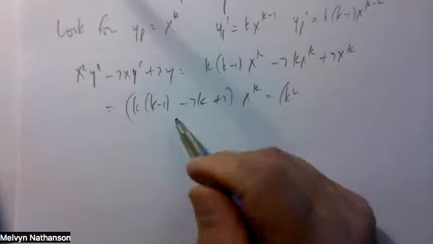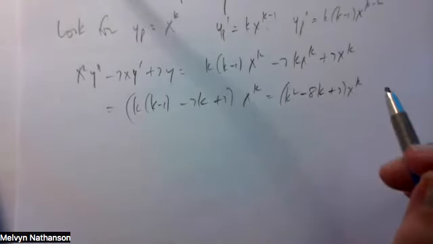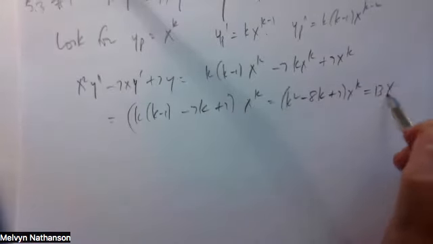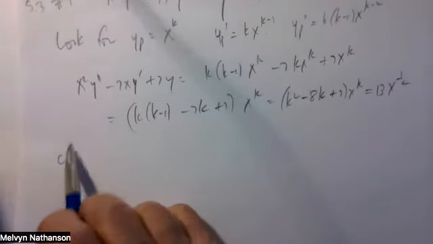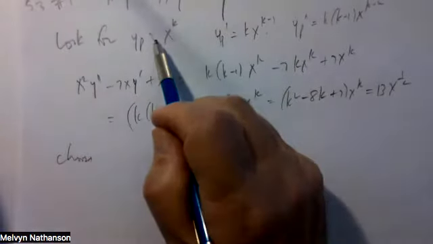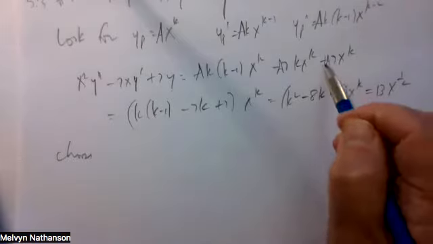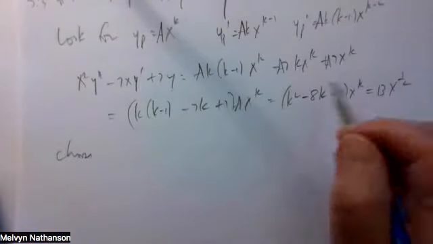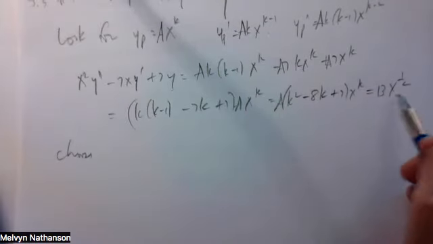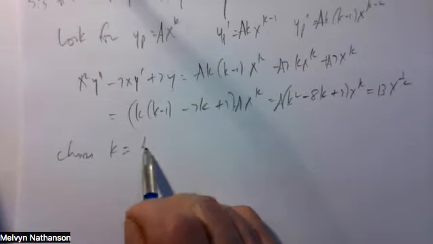And this is k squared minus k minus 7k minus 8k plus 7 times x to the k. And I want this to be 13x to the 1/2. So I should look for a y sub p that is some scale or multiple, a times x to the k. So I have an a here and an a here. And so when I plug it in, it's all this times a. And I want that to be equal to 13x to the 1/2. So I should clearly choose my exponent k to be a half.